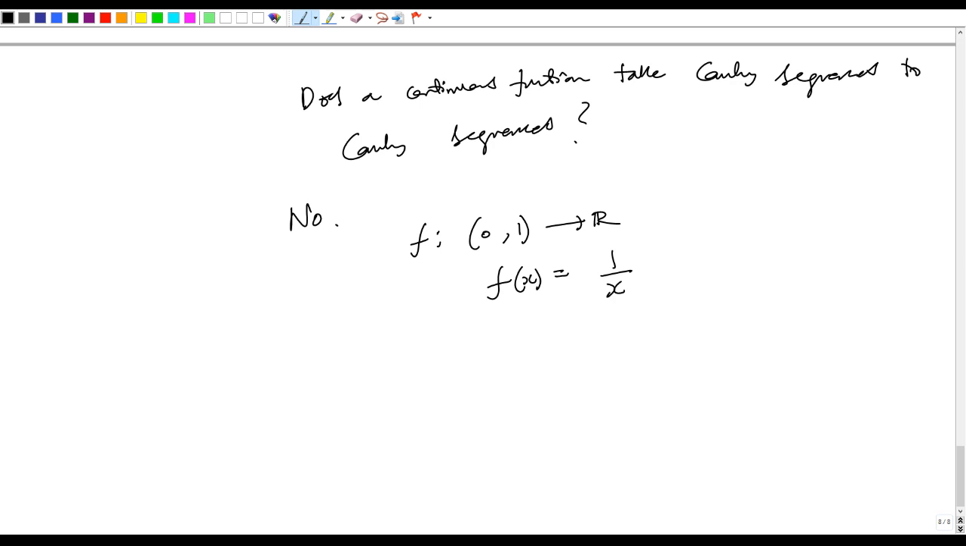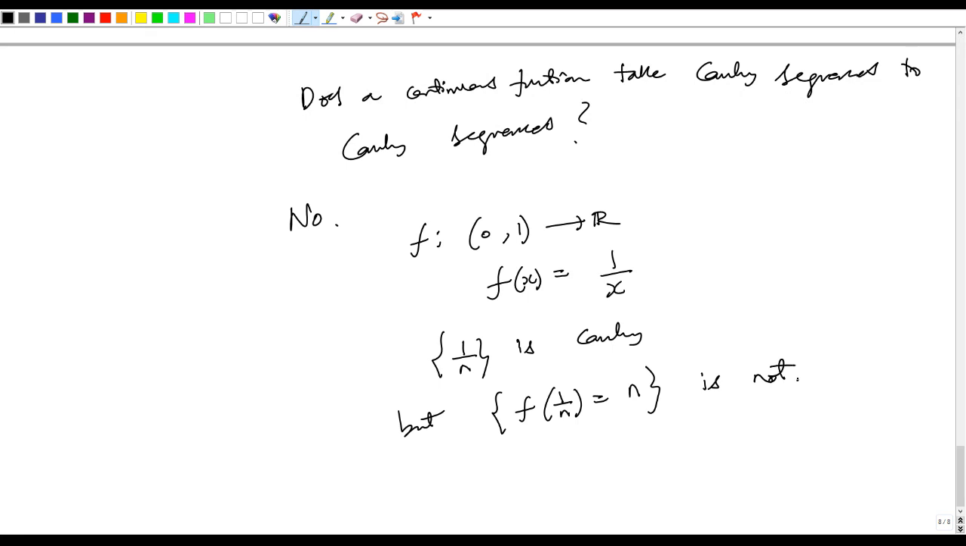Then this sequence 1 over n is Cauchy, but f of 1 over n will be n, which is definitely not Cauchy. So that answers the no. We are done now. Okay.